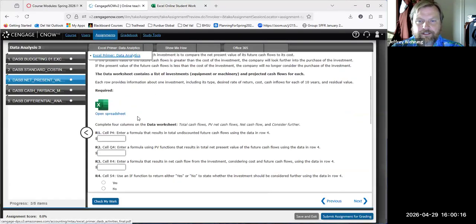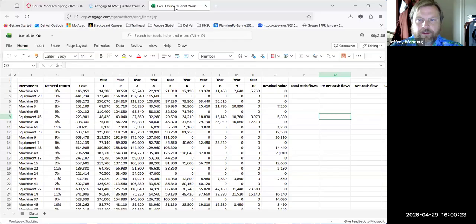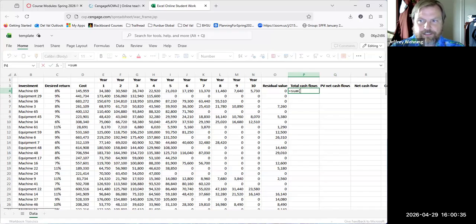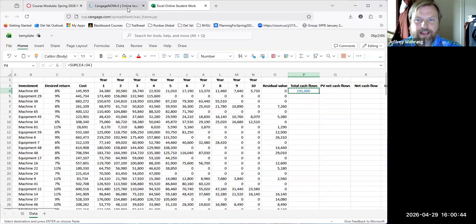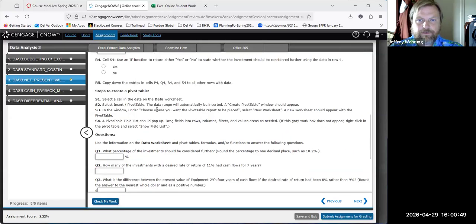So let's look at what it's asking us to do. R1, enter a formula that results in total undiscounted future cash flows using the data in row 4. So if we look at each year, we have this cash flow, but we want to add up all of our cash flows, year 1 through 10 plus the residual. This is easy. This is just a sum function, and we sum up all of this. Now this is an undiscounted cash flow, so it just tells us, if we just add up the amount of cash each year, what will we get back?